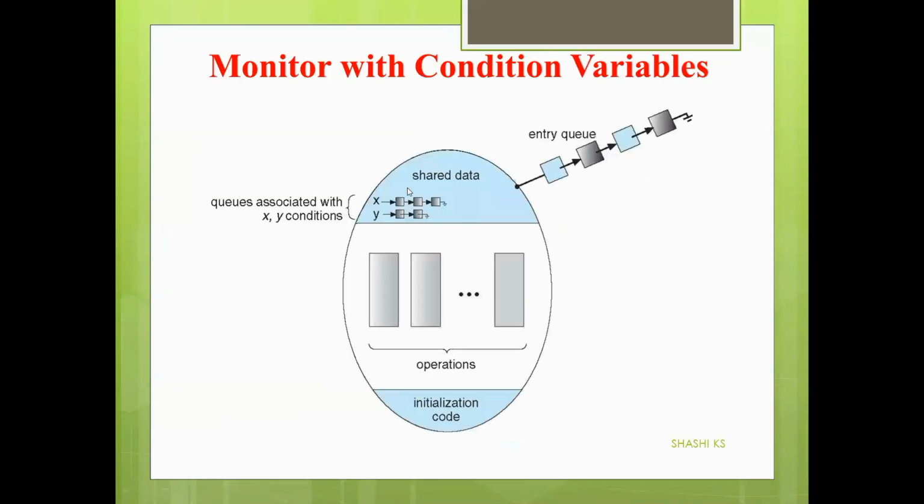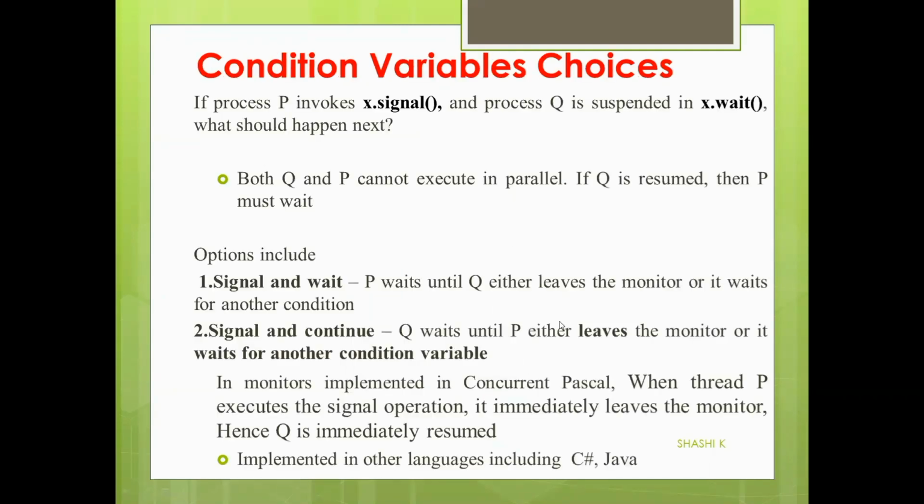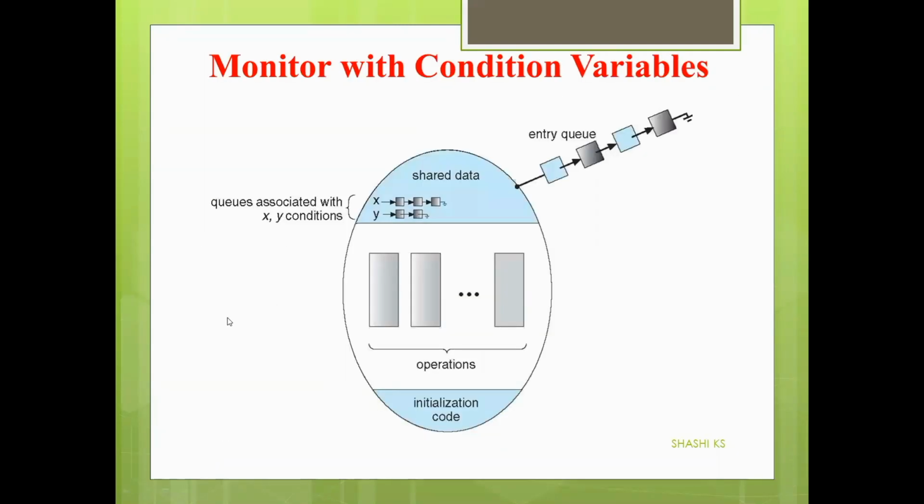So this shows the schematic view of a monitor with condition variables. Previously, in the previous schematic view, we had operations, that is nothing but your procedures, then the initialization code, and then the shared data. But shared data can be more than one, right? So we have a queue for every condition variable here. If you have two shared data called X and Y, there will be a set of processes waiting for condition variable X, and a set of processes waiting for condition variable Y.